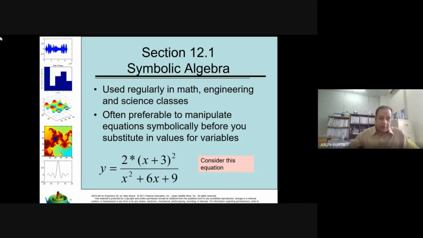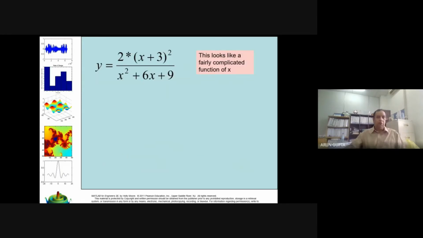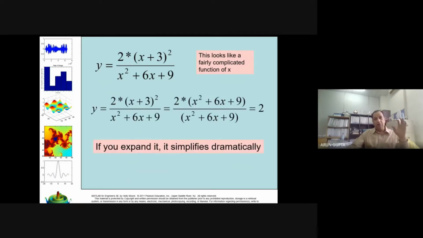How we can get that answer, in the next slide we will show. So you got this equation: 2 is equal to x plus 3 whole square over x square plus 6x plus 9. Then we first expand the above part, x square plus 6x plus 9, and then you divide, so the answer is 2. Manually, this is how we can do it. And we will see the same kind of example later on, how MATLAB can solve these kinds of equations. All right, so now the second part.